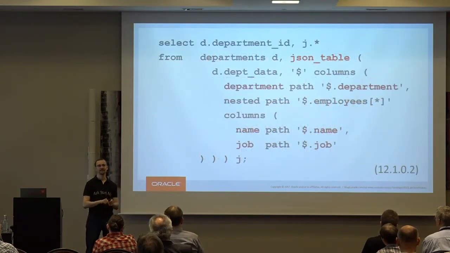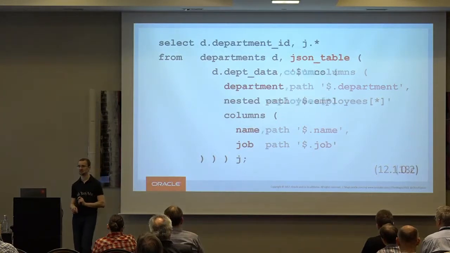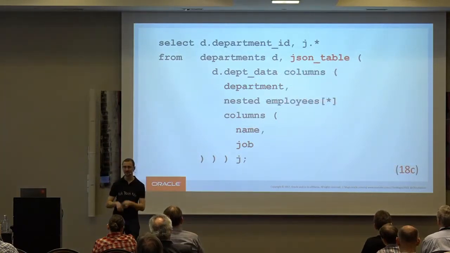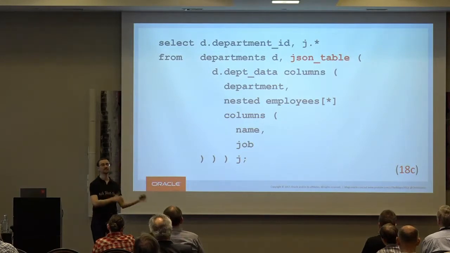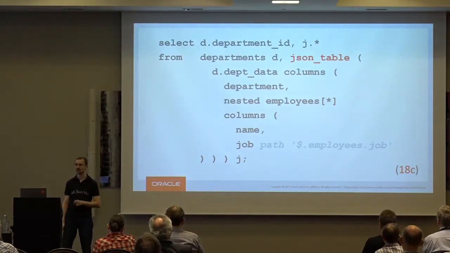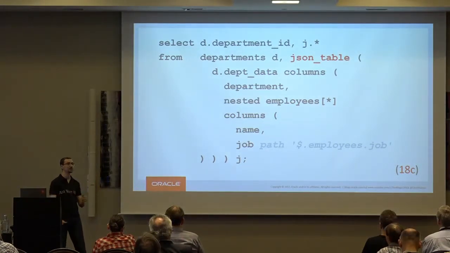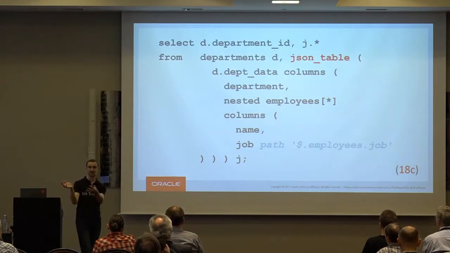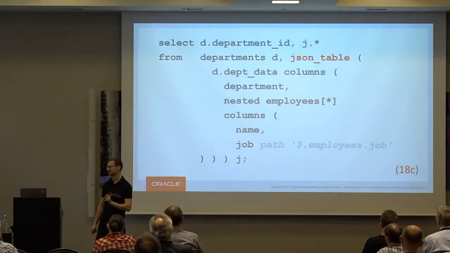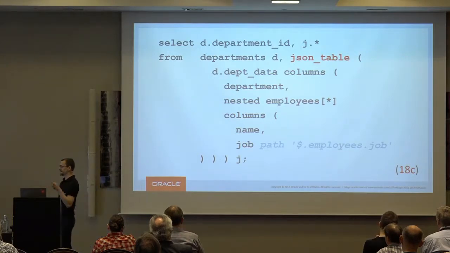So in 18c, we've simplified this. You can just get rid of all that path nonsense and do something like this instead. Now the database will infer the path based on its location in the JSON object that you're referring to. So all you're doing is having columns that exactly match the attribute names, much simpler, much more straightforward. So that's if you're storing JSON directly in the database.